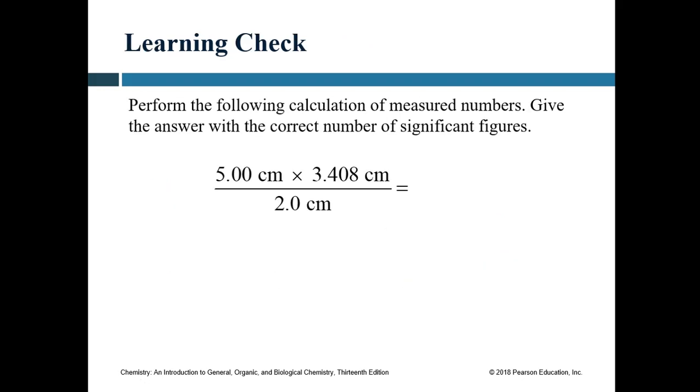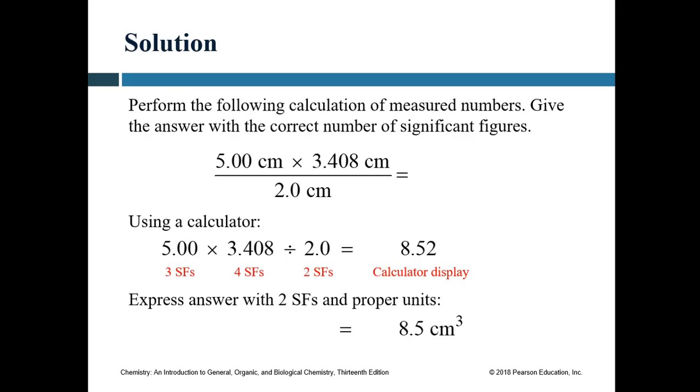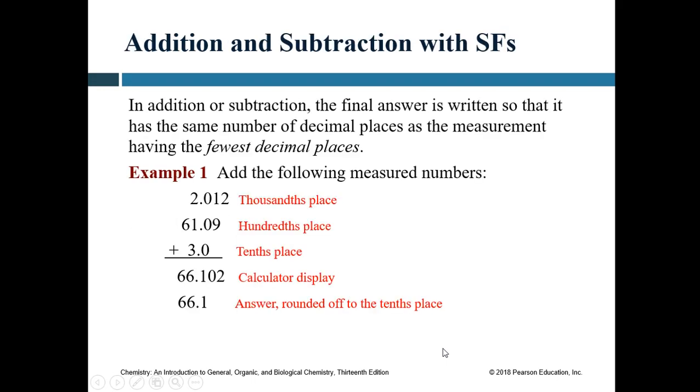So here we go. Perform the following calculation of measured numbers. Give the answer with the correct number of significant digits. Please press pause and come back. So you will notice that when you do the math, your calculator gets 8.52. And you go, oh, do I leave it at that? Well, let's count up. We have 3 significant digits here, we have 4 here, but only 2 here. That means your answer can only be in 2 significant digits. So 8.5, we look at the next spot over, it's a 2, we do not round up, so the answer is 8.5 cubic centimeters.